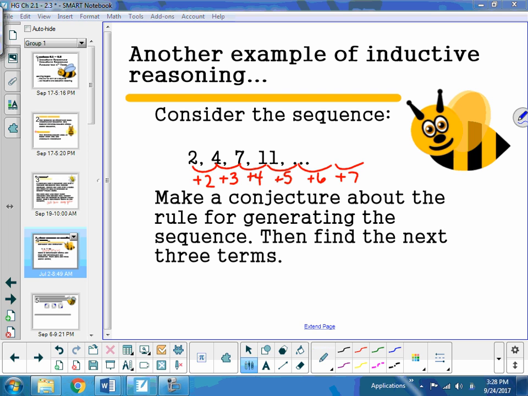If I have 11 plus 5, that's 16. 16 plus 6 is 22. 22 plus 7 is 29. So my next 3 terms would be 16, 22, 29. Okay, again, you've been doing this for a long time. We're just putting a name to it. It's called inductive reasoning.